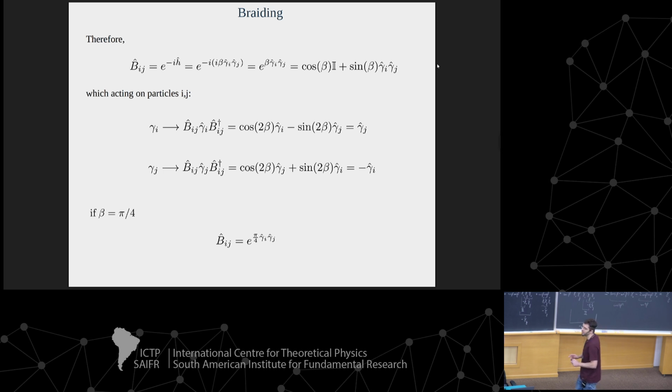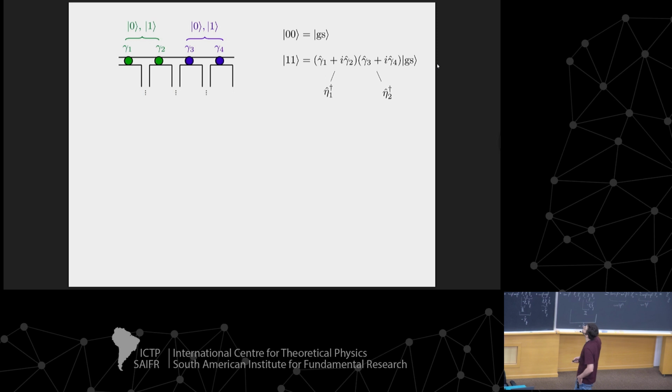So you have this gauge freedom in the definition of your braiding operation as well. But the conclusion is that the unitary operation of exchanging these two Majorana fermions of position is just the simple pi over 4 phase operation over the Majorana operators.